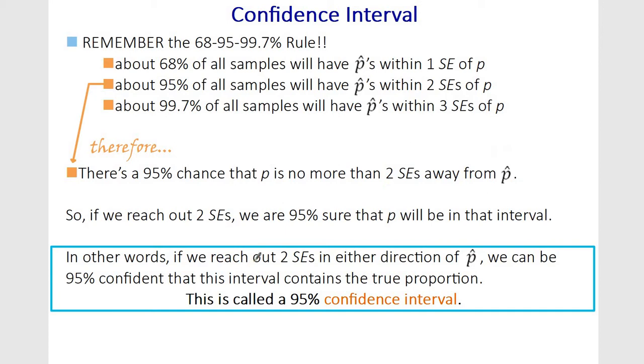So if we reach out two standard errors in both directions, we will be 95% confident that that interval contains the true proportion. Based on what I get in my sample, if I go out minus two standard errors and add two standard errors, that is my new interval. From here to here. That should contain the true proportion.